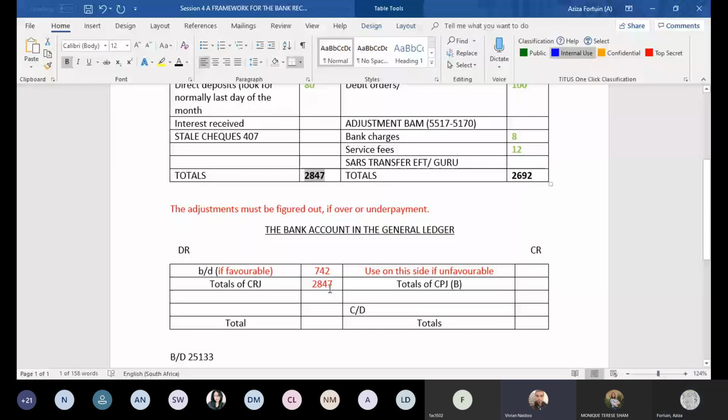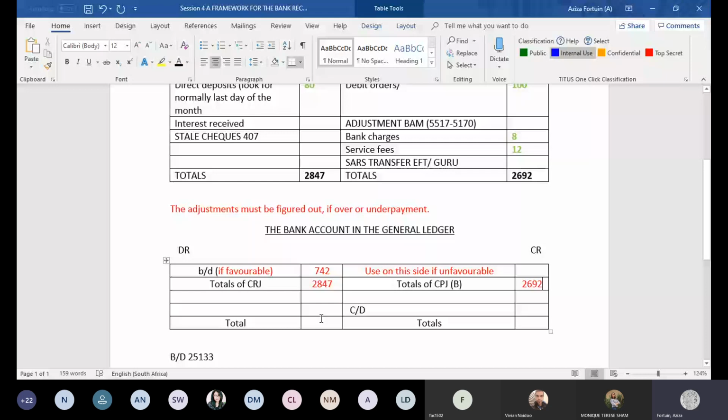Okay, that's perfect. And then your CPJ figure, your cash payments journal figure, you'll take down to your bank column, your bank account of 2692. Total up. And we get 3589 on the debit side. Okay. 3589, you'll carry down on your credit side for 897. Okay.